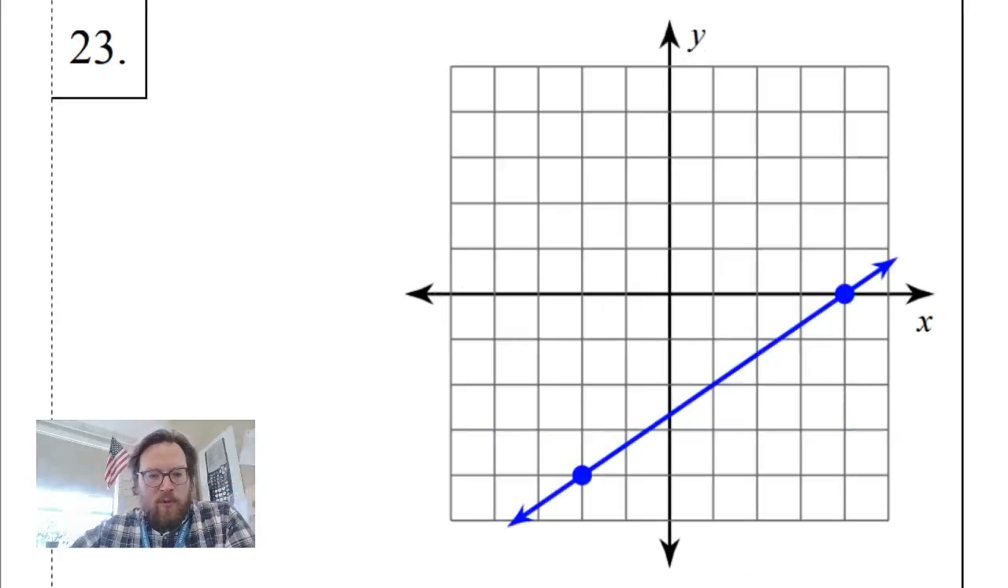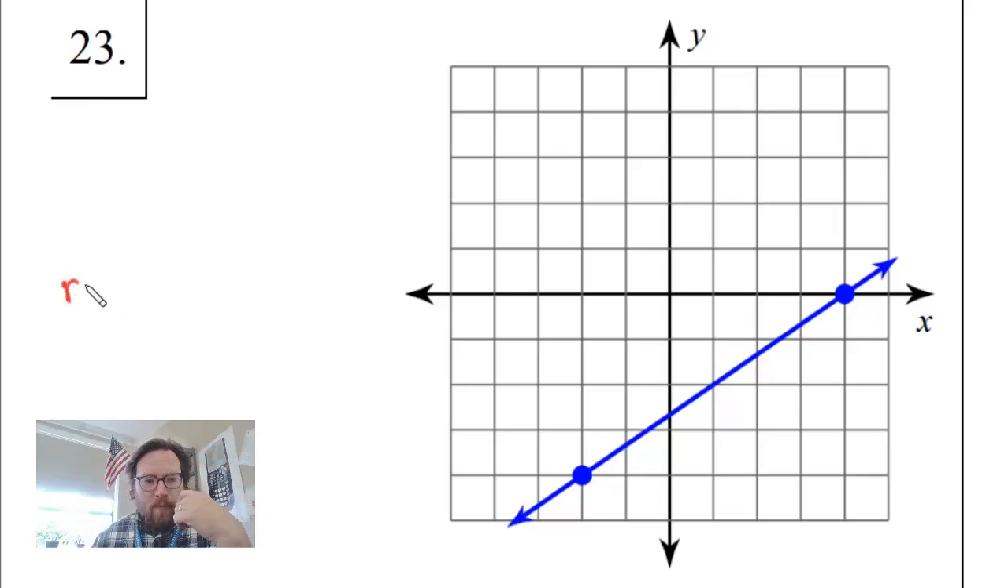Okay, I wanted to go over number 23 because this one is a little bit tricky if you're not sure how the answer should be written. So what you do with this one is you, like all the other problems, you start with the point on the left and you go to the point on the right. I can tell this is going to be a positive slope, so I know my answer is going to be positive.